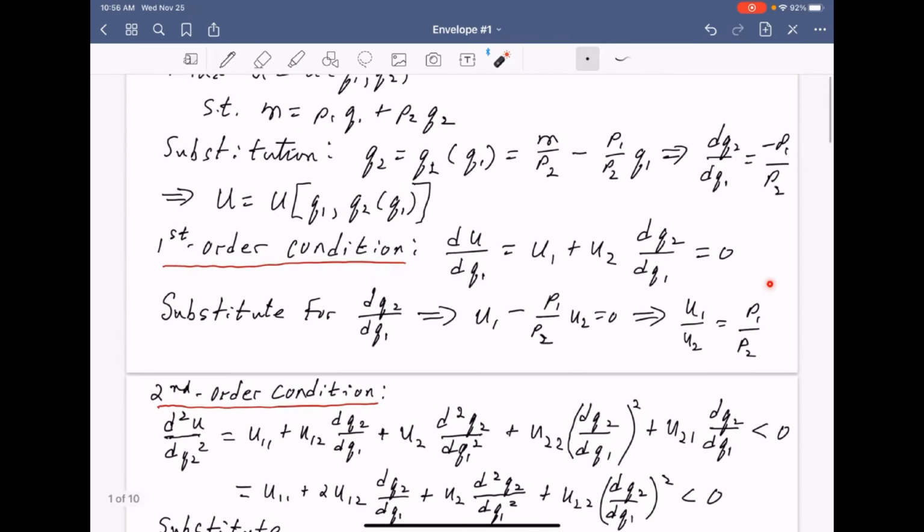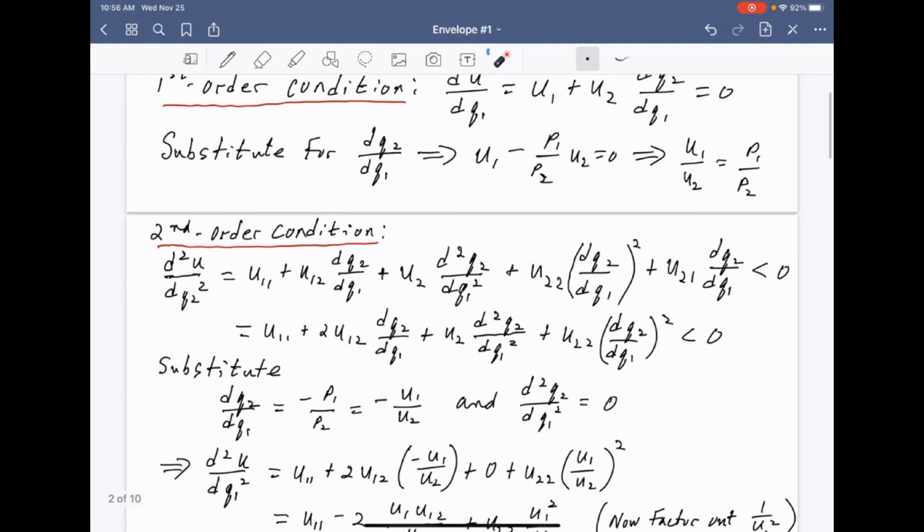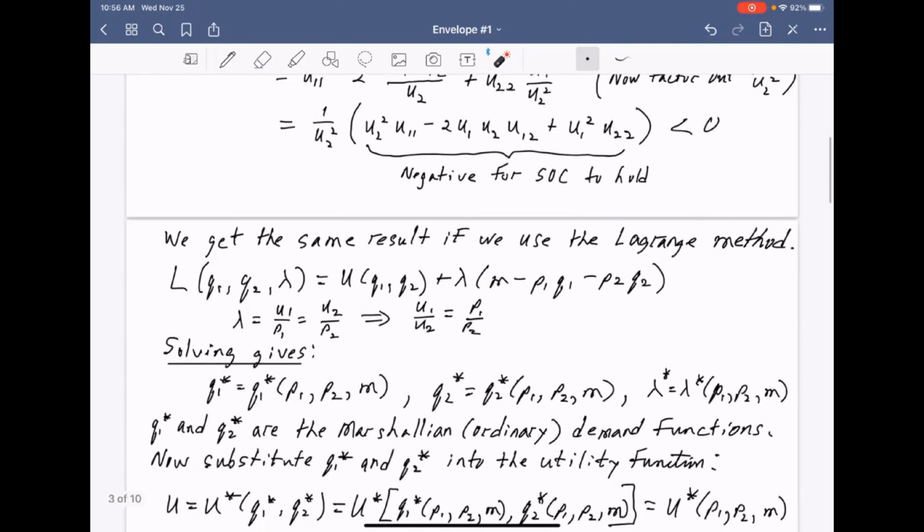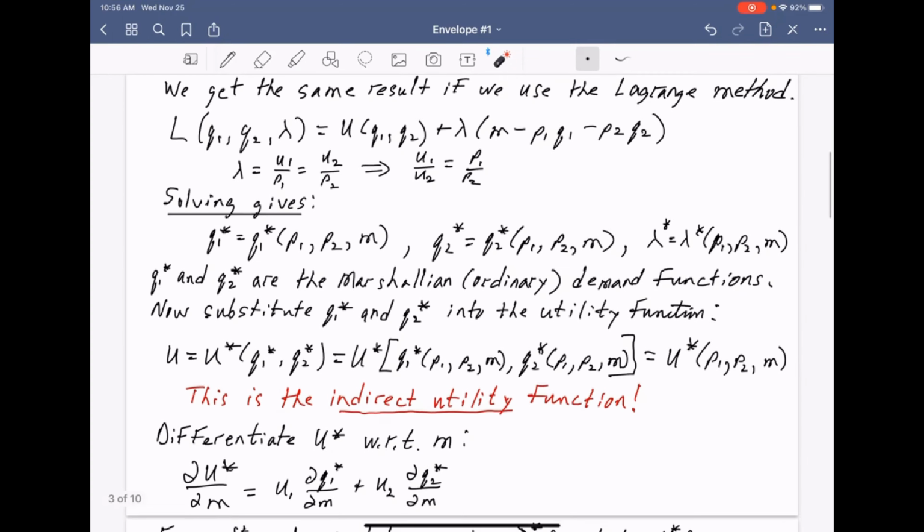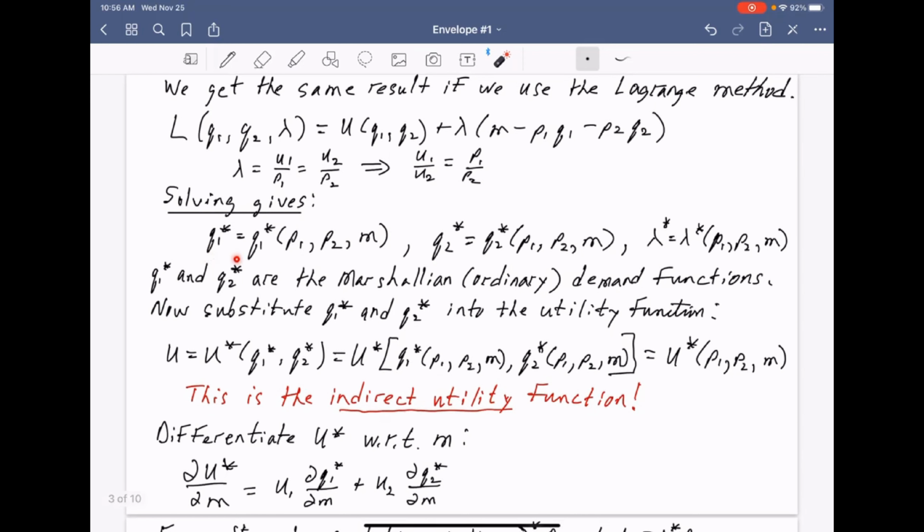Way up here, okay, here. So, given that, we basically have the same results. And when we solve this particular problem, we get Q1 star, where the star, recall, means an optimum, is a function of price 1, price 2, and this budget or income. And the same thing with the second, Q2 star is also a function of the prices and income, and so is the lambda. The optimal value of lambda is a function of P1, P2, and M.